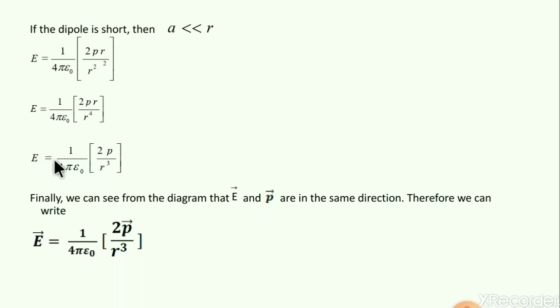So the total field E equals 1 by 4 pi epsilon naught times 2p by r cube. This total field is the electric field magnitude on the axial line due to the electric dipole. And if you carefully observe, here I have written the vector form: E vector equals 1 by 4 pi epsilon naught times 2p vector by r cube, because p is the vector dipole moment and E is also a vector. You have to observe this carefully: from the diagram, electric field E and p are in the same direction.